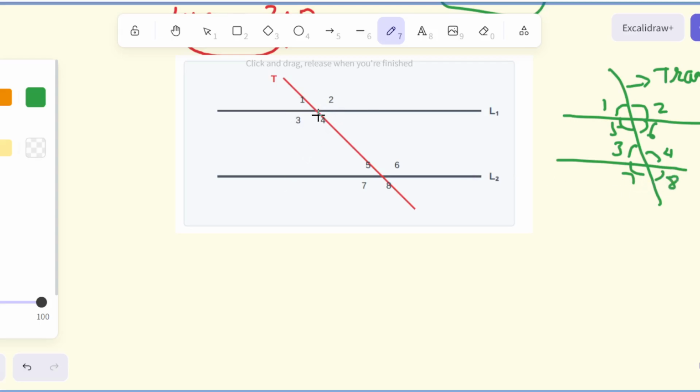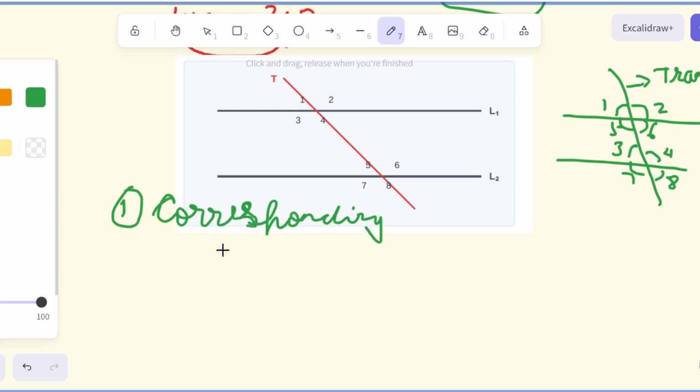Yeah, we can see that here. So what are these angles? We learned in the last classes that there are 5 types of angles formed, right? One is corresponding angles. Corresponding angles are those that lie above the parallel lines on the same side of the transversal. So corresponding angles are those angles which are formed either above the parallel lines or below the parallel lines, but on the same side of the transversal.